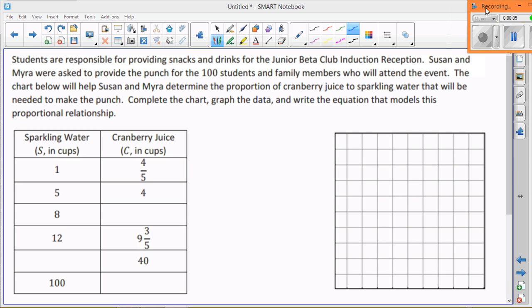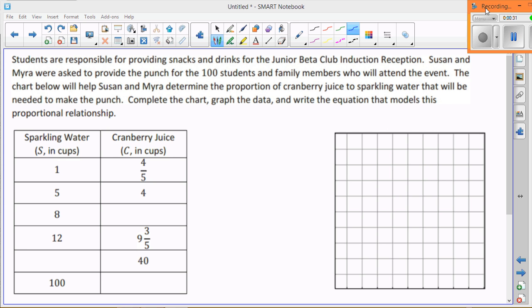Lesson 15 is the last lesson in this topic where we're dealing with ratios, ratio tables, and graphs of proportional relationships. So we've pretty much done everything in this section, and this is kind of a culmination of everything we've been doing. Students are responsible for providing snacks and drinks at the Junior Beta Club induction reception.